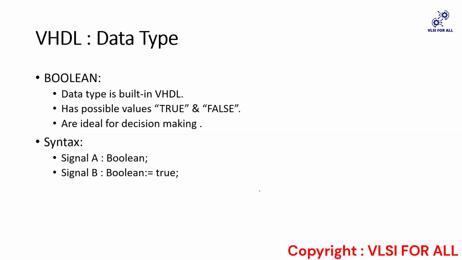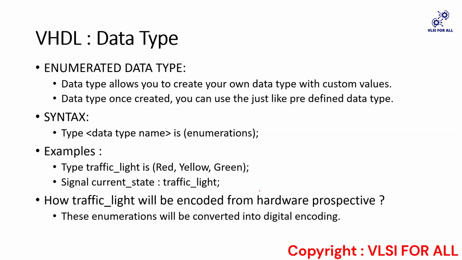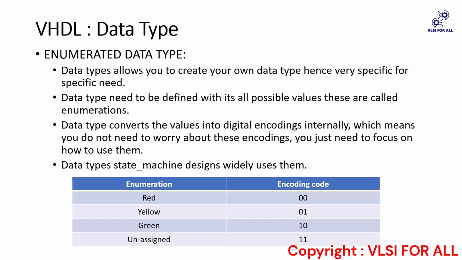Next is the boolean, which is just for true and false. Enumeration we also did, which is a kind of user defined data type. You can define your own data type, and it is a powerful data type, which we will see today in the custom data types. We also saw the encoding, and how red comes as the default value, because it is encoded as 00, and 00 is the default value. These are mainly used for FSM state purposes.